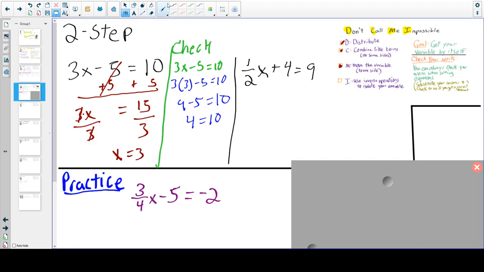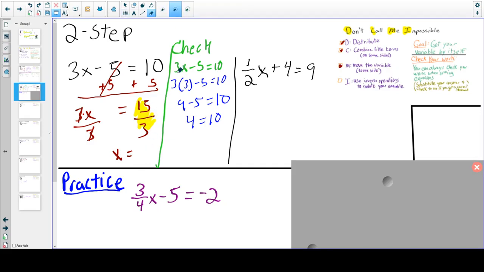So let's go back. 3x minus 5 equals 10. Okay, I can add 5 to both sides. That was right. I can divide by 3 on both sides. That was right. But what happened is this part right here. What's 15 divided by 3?